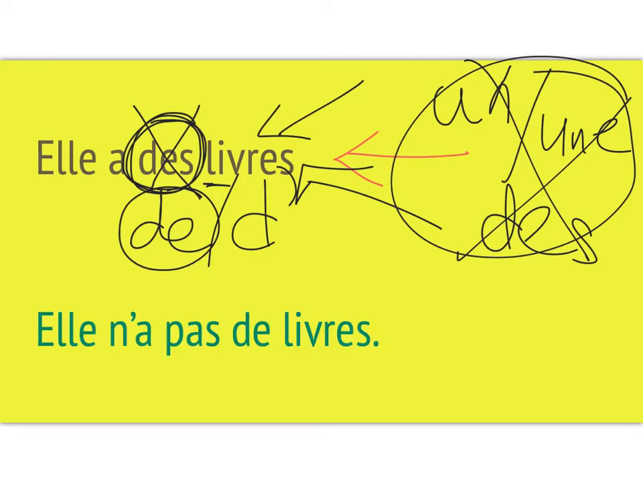So if we get rid of this box here, "elle n'a pas," so make it negative. So we find the verb, put the ne and pas around it, make our little sandwich. And then we have to use de because the des could not be there. It's part of this rule.